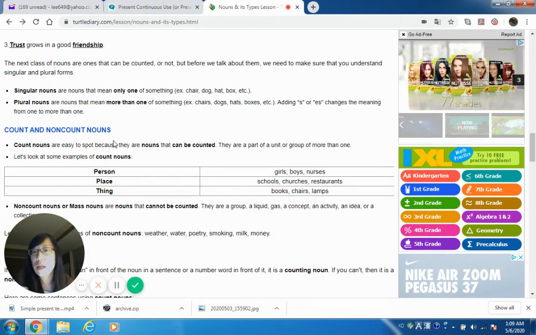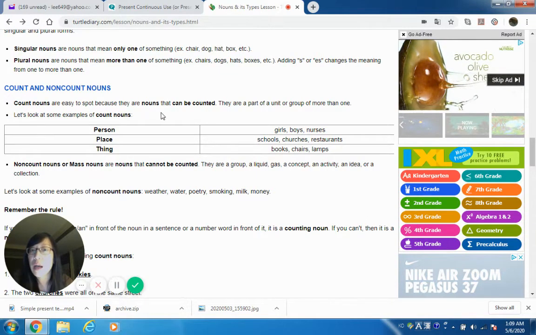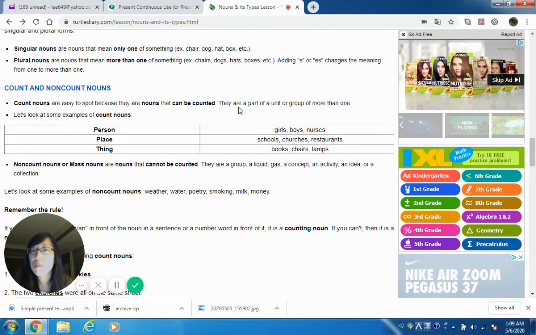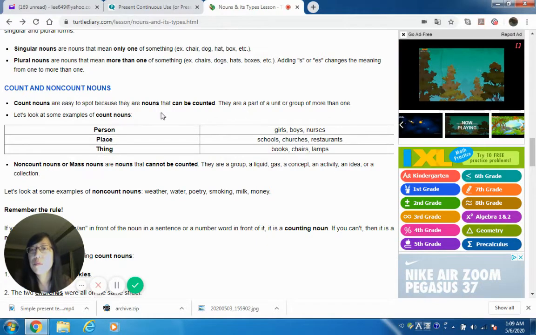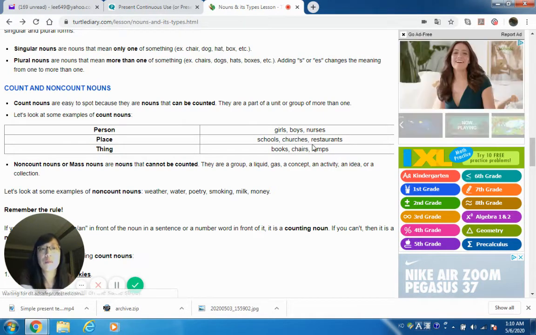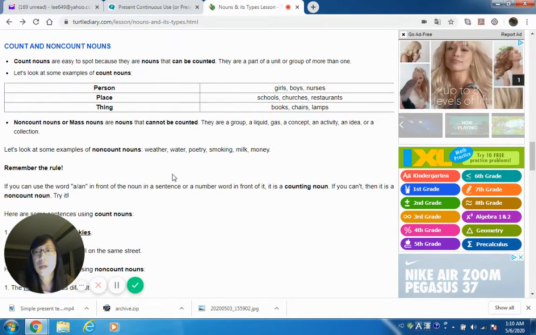So count and non-count nouns. Count nouns are easy to spot because they are nouns that can be counted. They are a part of a unit or group of more than one. So here are some countable nouns. Girls, boys, nurses. You usually add s or es to make it into plural. Schools, churches, ch ending, restaurants, books, chairs, lamps.